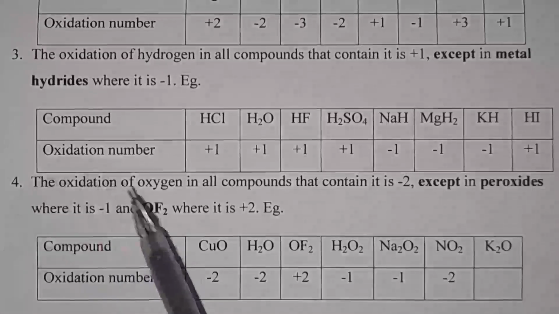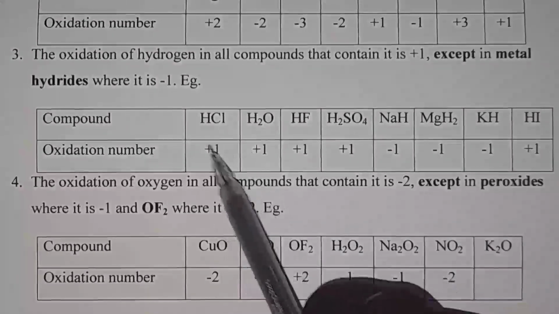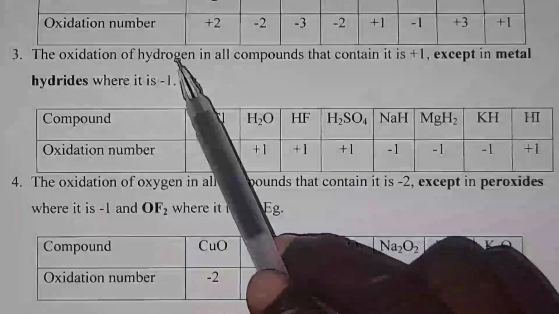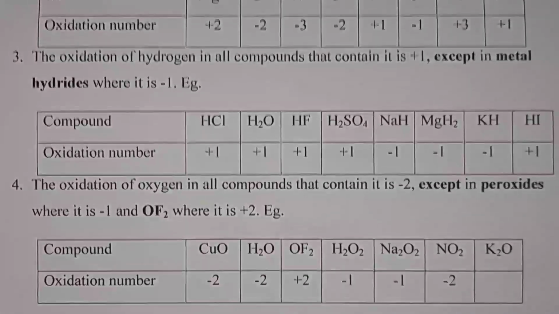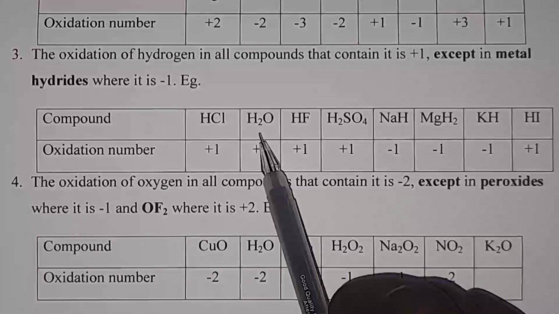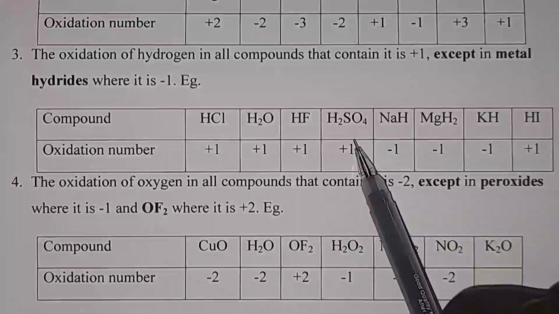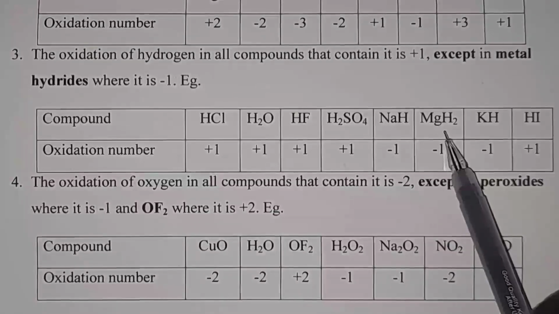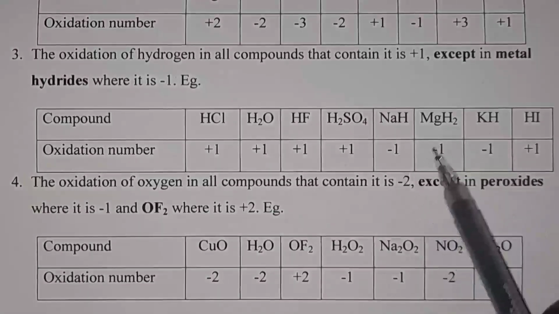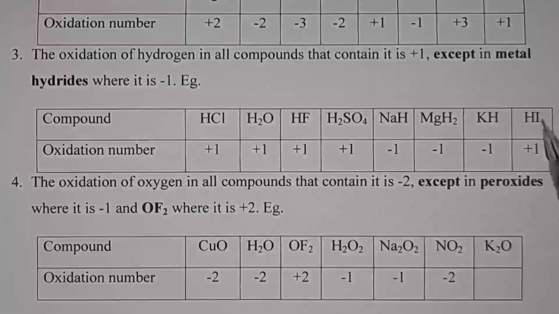Example, we have the compound hydrochloric acid. The oxidation number of hydrogen in hydrochloric acid is positive 1 because we are told the oxidation number of hydrogen in all compounds that contain it is positive 1. Water is also a compound of hydrogen, so we have positive 1. Hydrogen fluoride, positive 1. Sulfuric acid, the oxidation number of hydrogen is positive 1. But when we are dealing with sodium hydride, magnesium hydride, potassium hydride, it is negative 1 because that is metal hydride. Here we have hydrogen iodide, the oxidation number of hydrogen is positive 1.